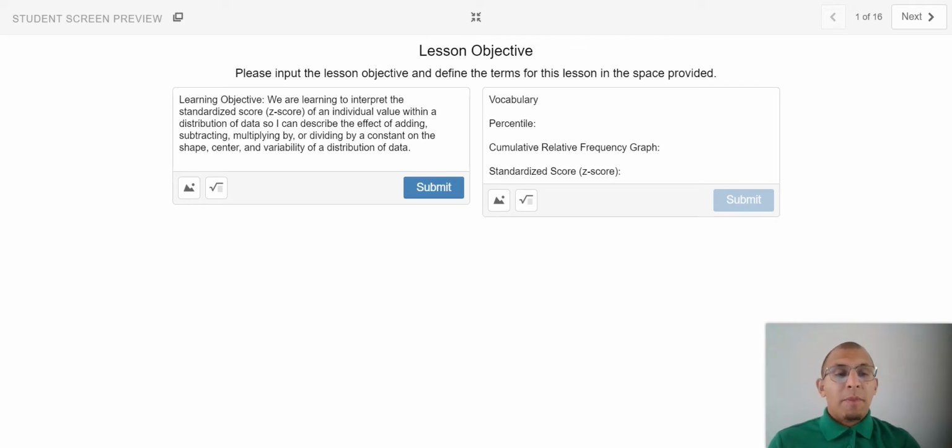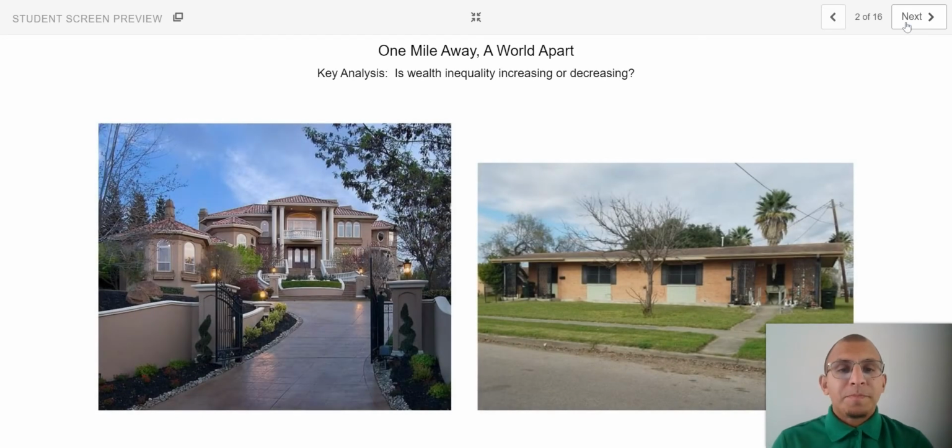We're going to pick up with the back end of our first lesson in Unit 2 on transforming data. Last lesson, we learned to interpret the standardized score, or the z-score, of an individual value within a distribution of data, so that in this lesson, we can describe the effect of adding, subtracting, multiplying by, or dividing by a constant on the shape, center, and variability of a distribution of data. Without any further ado, let's get into it.